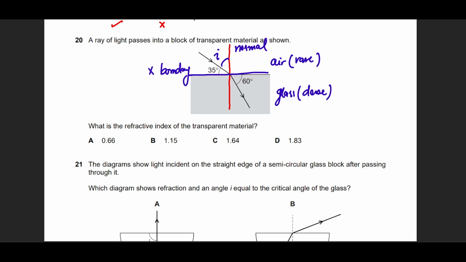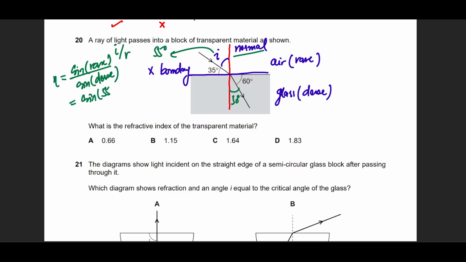Yeah, that is 55. So this angle is 55 degrees, and this angle will be 30 degrees. So we draw the normal to measure angles. So let's figure out the refractive index. This is going to be sine of rare divided by sine of dense, or simply i divided by r, right? So this will be sine of 55 divided by sine of 30. When you calculate this, you're going to get 1.638 something, which is going to become 1.64.